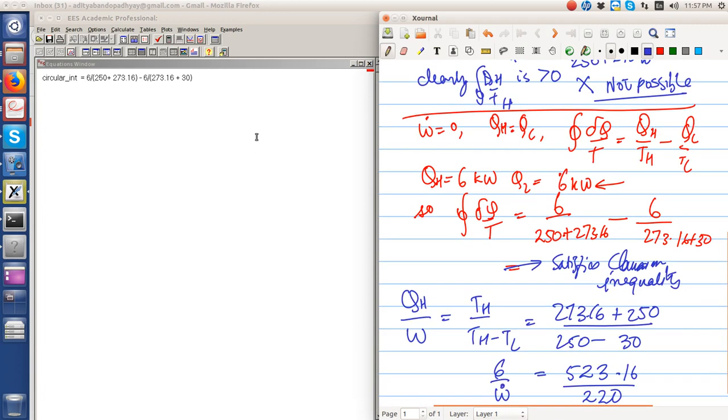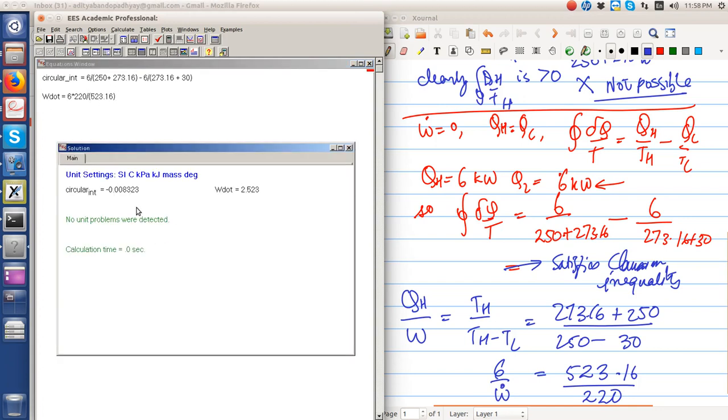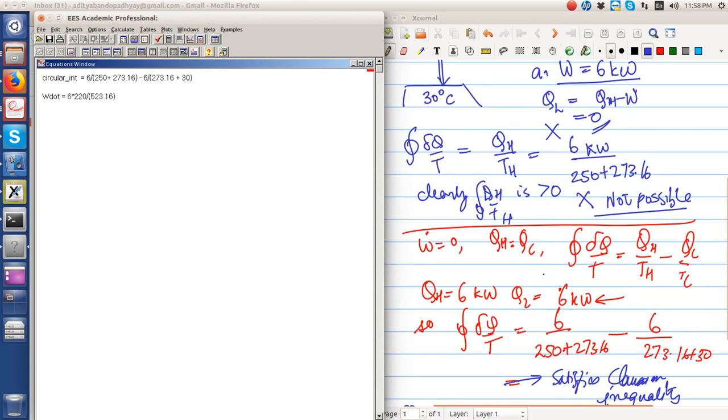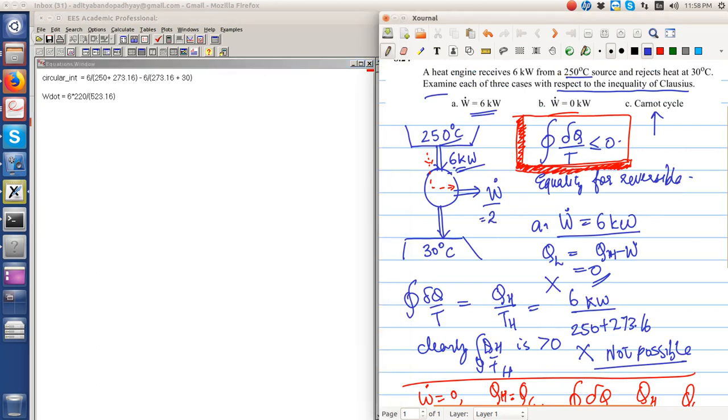And so the W dot is equal to 6 into 220 divided by 523.16. So the W dot is equal to 2.523 kilowatt. So for the Carnot cycle, this is equal to about 2.5 kilowatt, and 6 minus 2.5, which is approximately 3.5 kilowatt, is rejected to the ambient.